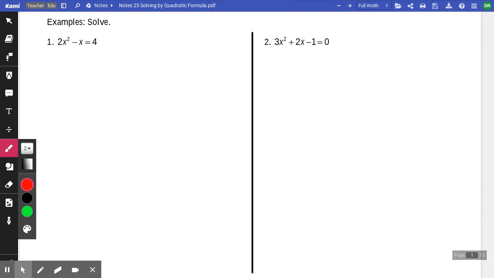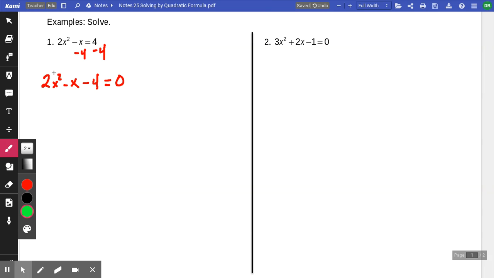Number 1, we have 2x squared minus x equals 4. Not ready to go yet because it is not equal to 0, but that is a quick fix. If we simply subtract 4 on each side of our equation, remember, you don't want to combine any unlike terms. So we have 2x squared minus x minus 4. And then on the right side, 4 minus 4 equals 0, which is what we wanted to happen.